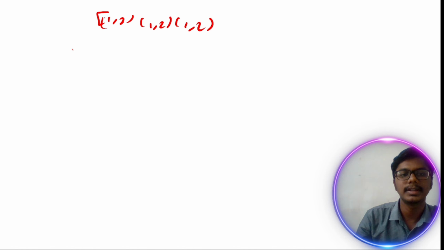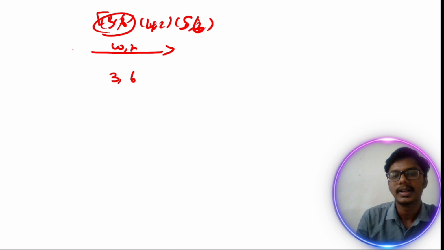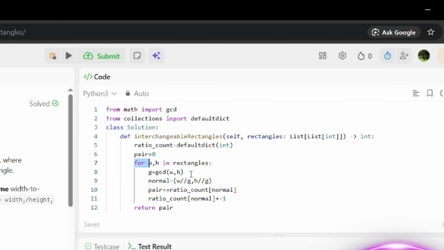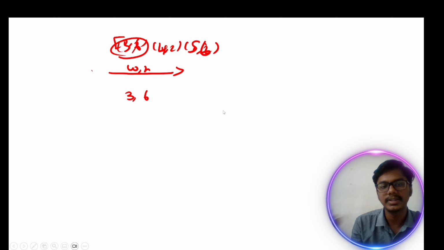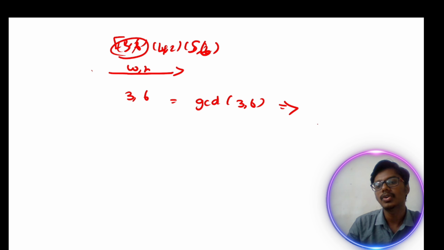Let me take a new sheet. Here I want to write 1 comma 2, 1 comma 2, 1 comma 2. So let me keep it as 3 comma 6, 4 comma 2, 5 comma 6. Let me take 3 comma 6. Now, iterating through w comma h in the rectangle list, I got 3 comma 6. After getting 3, 6, I want to find the GCD of these two. What is the GCD? GCD of 3, 6 is 3, right?